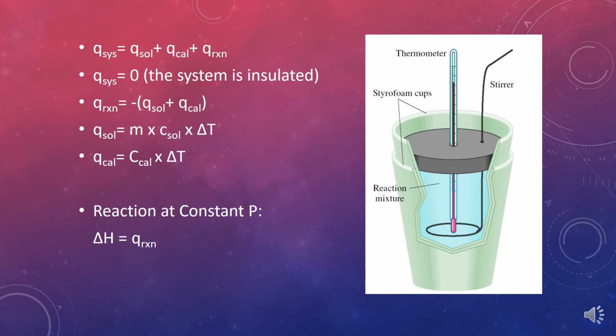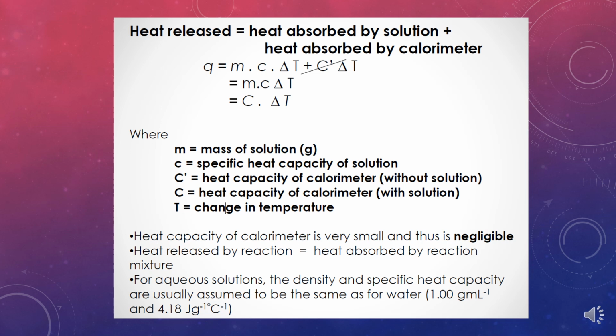Heat of solution can be calculated by mass times specific heat of solution times change in temperature delta T, whereas heat of calorimeter is heat capacity of calorimeter times delta T. For reaction at constant pressure, enthalpy change equals heat of reaction. From the basic principle, heat released from the system equals heat absorbed by solution plus heat absorbed by calorimeter.